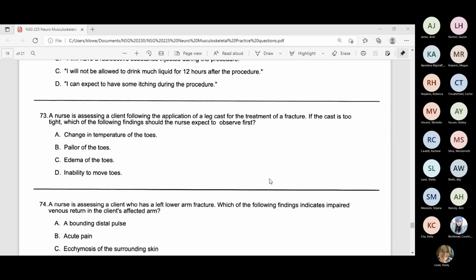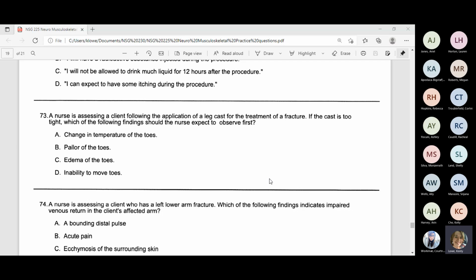Okay. Nurse is assessing a client following the application of a leg cast for a treatment of a fracture. If the cast is too tight, which of the following findings should the nurse expect to observe first?